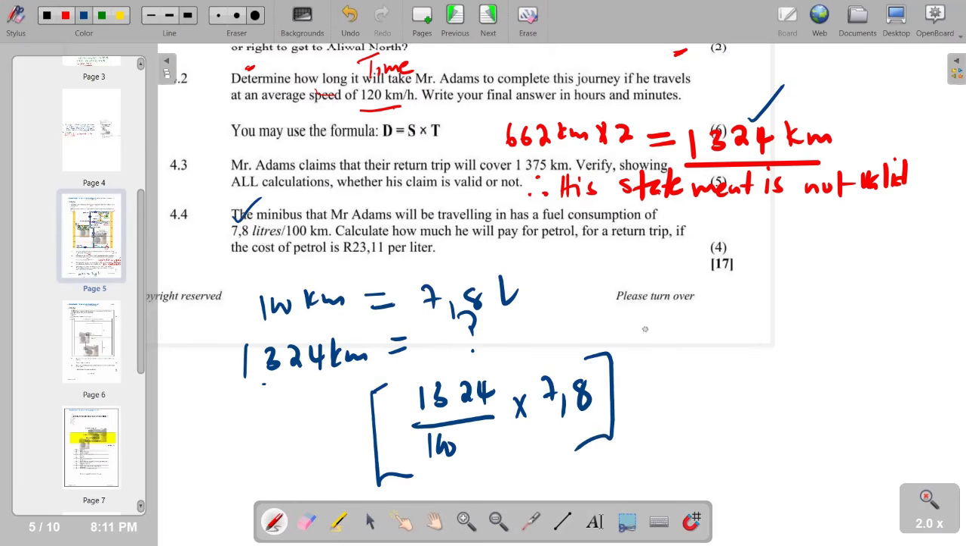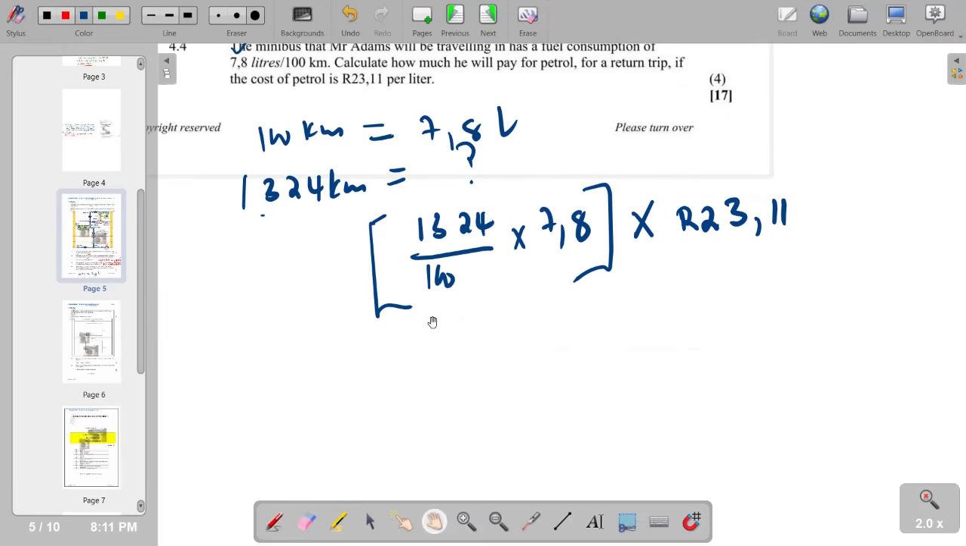So the answer that we are going to get on this part, we multiply now by the amount per liter, which is 23 rand 11 cents. So we calculate it from that point and see what exactly do we get. So if you multiply it, you're going to get your answer is about 2,000 rands. We can just get it as 2,386.